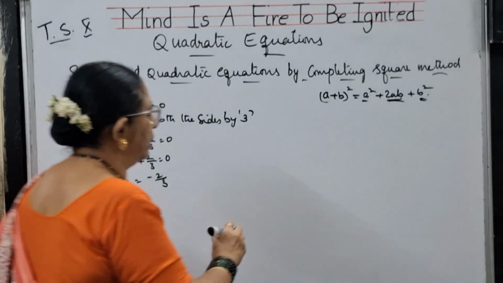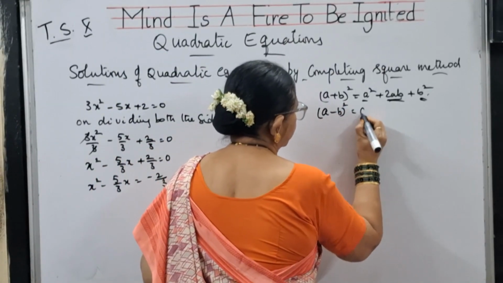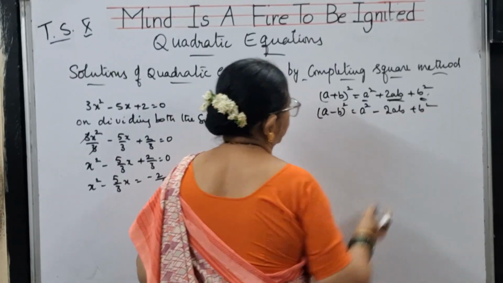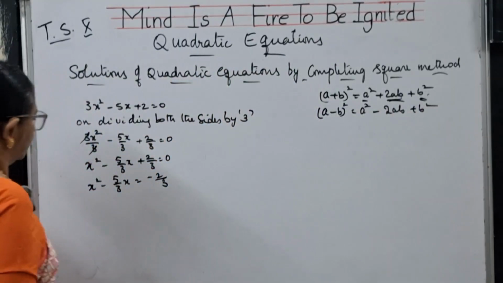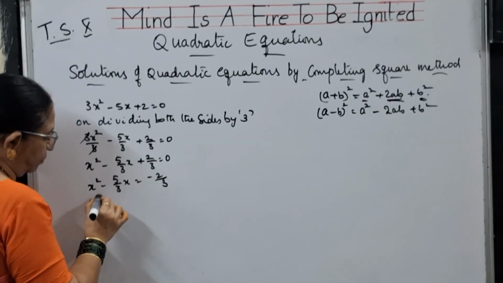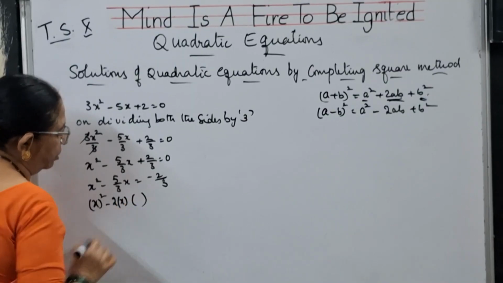So either you'll get it in the form of (a plus b) whole square or (a minus b) whole square: a square minus 2ab plus b square. In this form, there is a minus, so it means minus 2ab. So x will be written as x whole square minus 2 into x into, now again a big question mark.